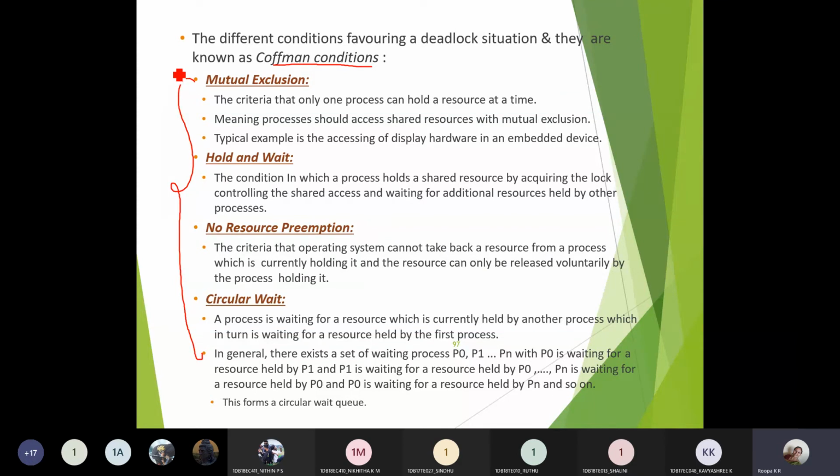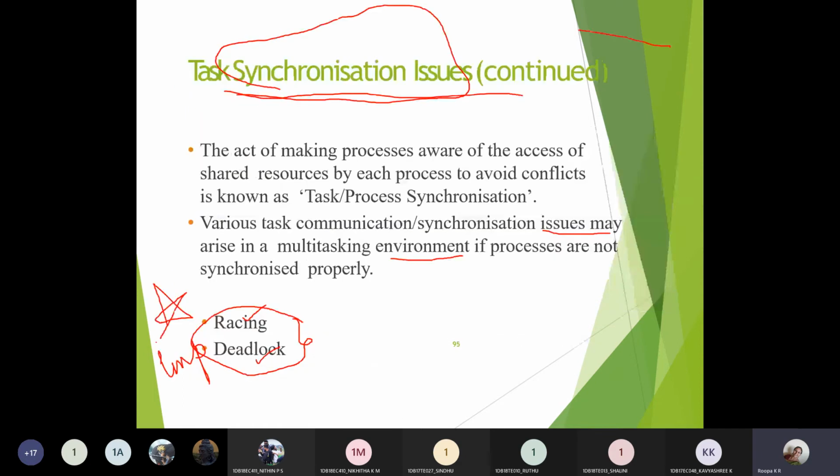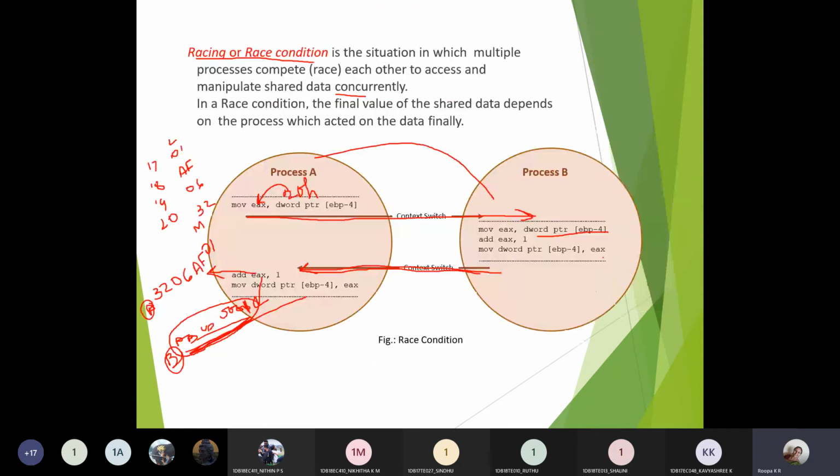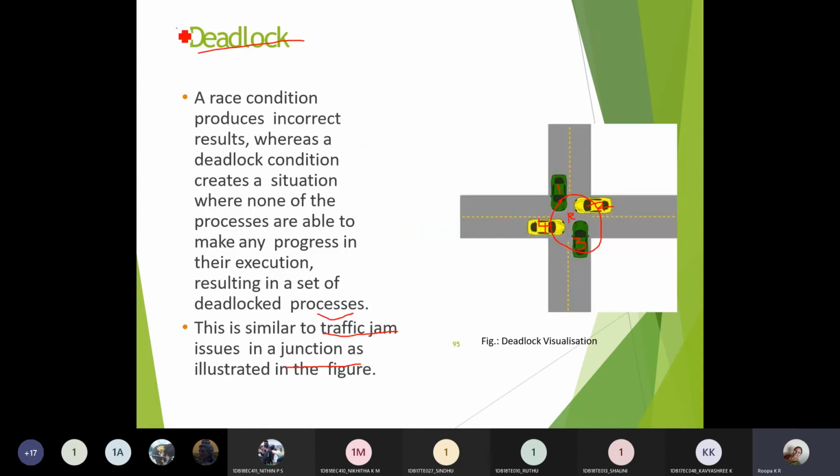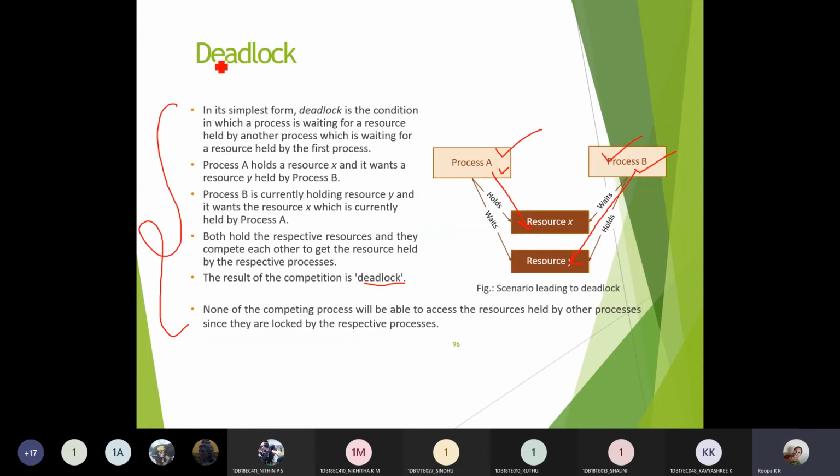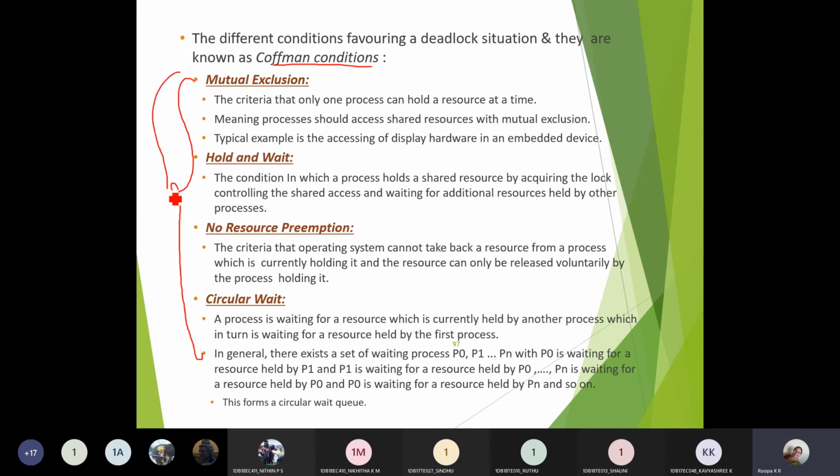In the exam, if they ask you to explain about deadlock condition or race condition, or to give a brief note about task synchronization issues, you need to explain what this deadlock situation is and how it occurs. These are the 4 different conditions under which it occurs.